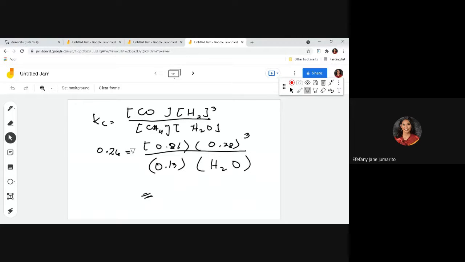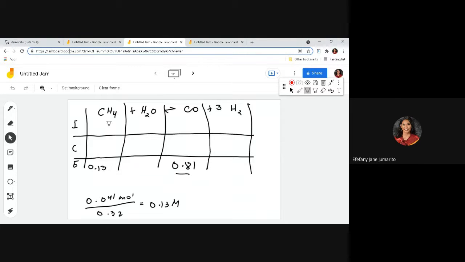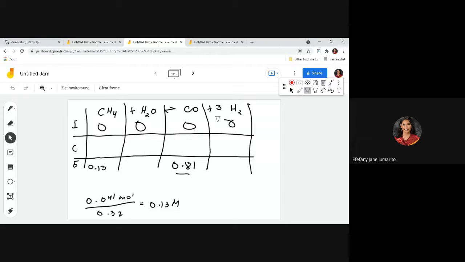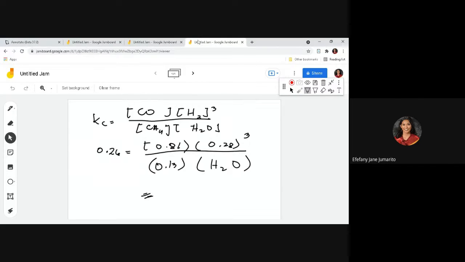But we cannot force an ice table, class. We cannot put zero and then zero. How could you have produced a product with zero concentration of your reactant? If your reactant is zero and your product is zero, that doesn't reach equilibrium. Okay, anyways, let's go here.